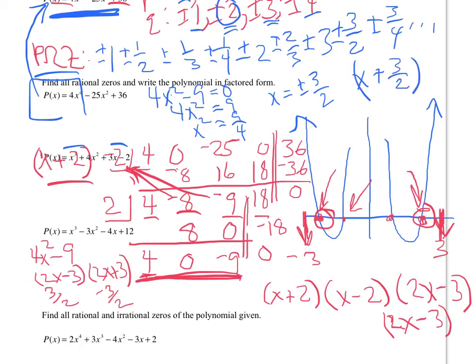Because if negative 3 halves is a factor, you know what I'm trying to say. All right, so if negative 3 halves is a 0, then x minus negative 3 halves, which is x plus 3 halves, is a factor. And similarly for positive 3 halves. So we get these two factors plus these two factors if we do it this alternate way.